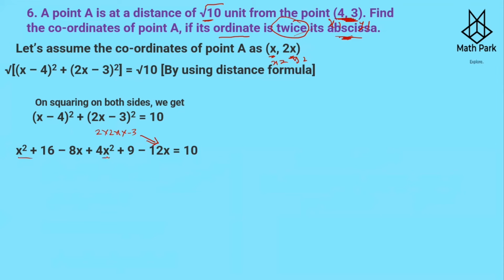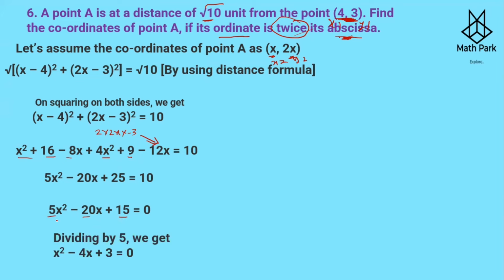x square plus 4x square is 5x square. 16 plus 9 is 25 and minus 8x minus 12x is minus 20x. Bring this 10 over here, this 10 comes here, it becomes minus 10. 25 minus 10, we get 15. Now the HCF here is 5 everywhere. So we'll divide throughout the equation by 5. We get x square minus 4x plus 3 is equal to 0.